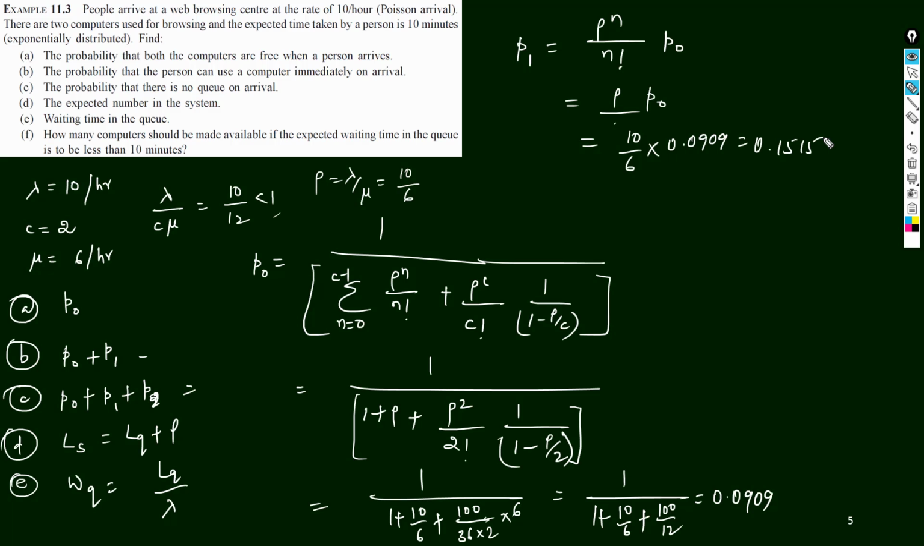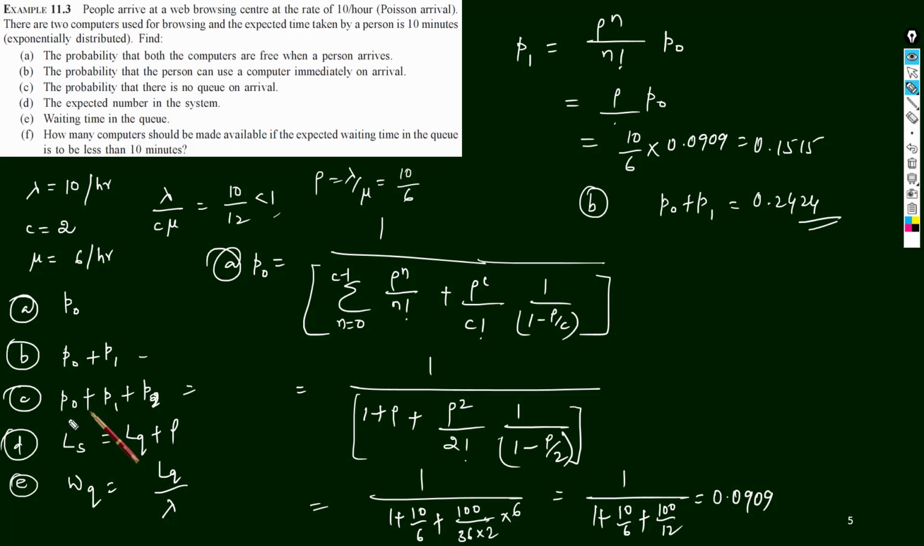So we got 0.1515 as P1. Now we can put it here. This is A, and B will be P0 plus P1. Add both the things, and it will be 0.2424.